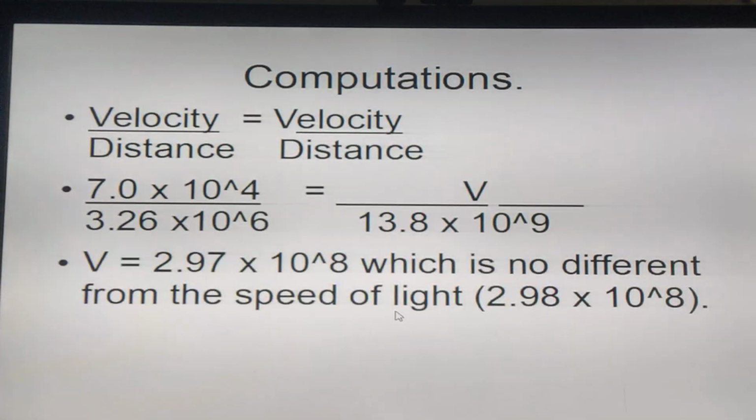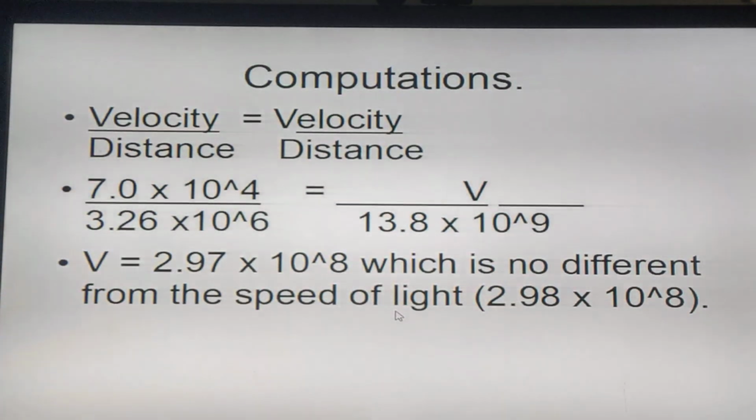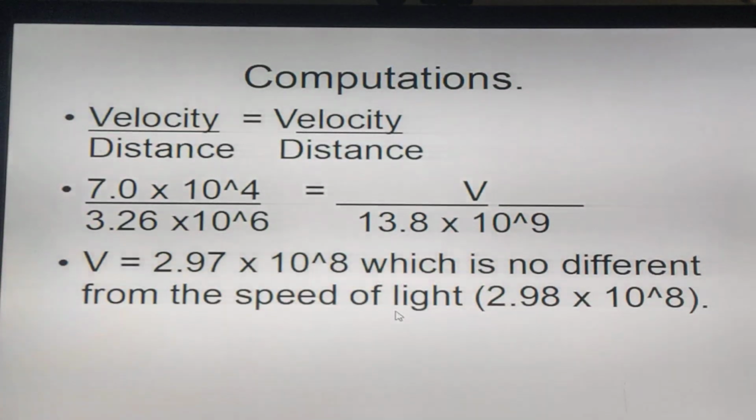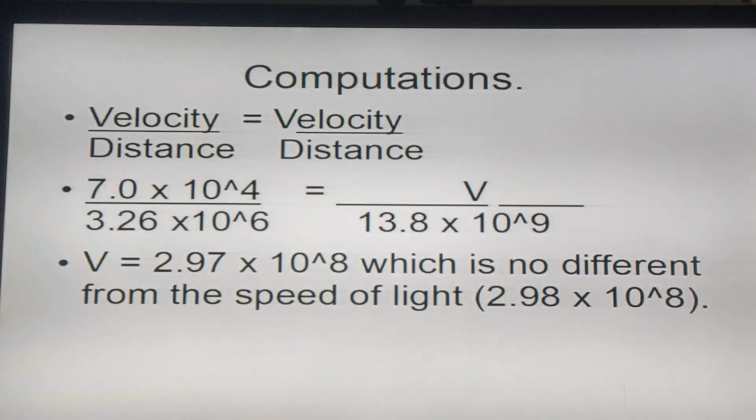Again, velocity divided by distance equals velocity divided by distance. 70 kilometers divided by 3.26 times 10 to the 6 light years. It's equal to velocity divided by how far the edge of the universe is. And if you work out the number, it turns out the velocity that you compute here is 2.97 times 10 to the 8, which is no different from the speed of light, which is 2.98 times 10 to the 8.